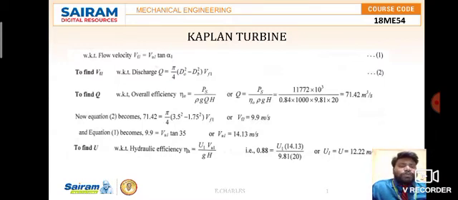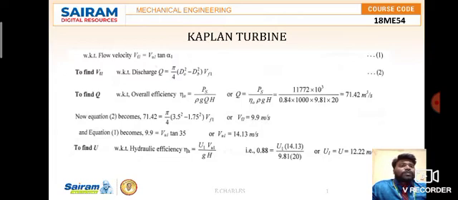Again, the overall efficiency is given in the problem. The overall efficiency formula is eta naught equal to PS divided by rho g QH. In that, power is known, overall efficiency is known, rho density is a constant value, g is a constant value, and H is given. So the only unknown is Q, and here we can find the Q value.